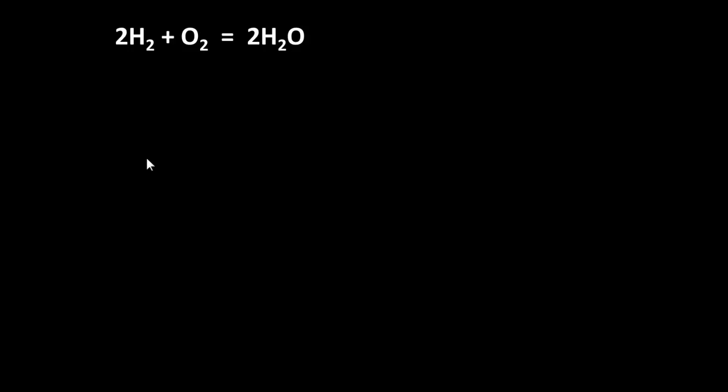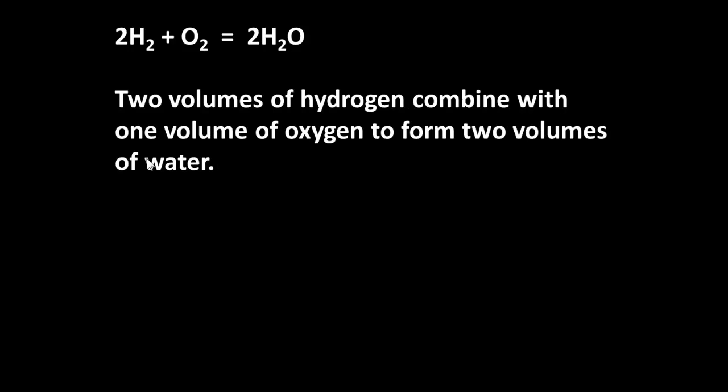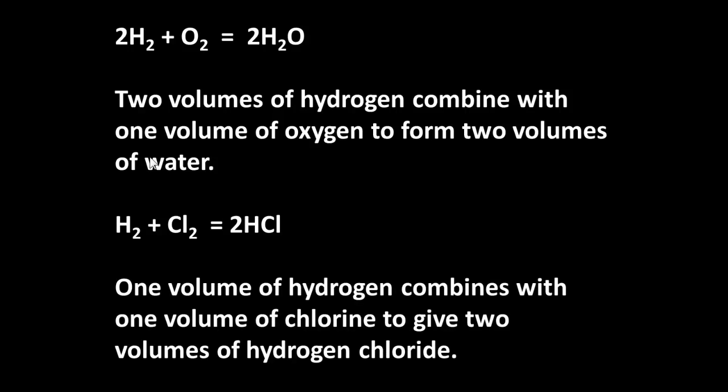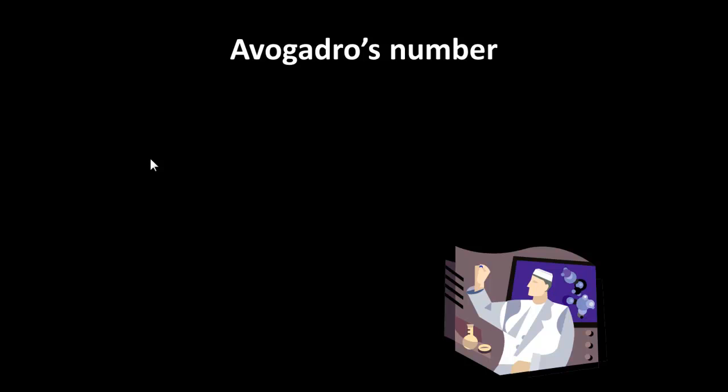Okay, let's take hydrogen and oxygen combining to form water. Two volumes of hydrogen combine with one volume of oxygen and they give two volumes of water. Or hydrogen and chlorine combining to form hydrogen chloride. One volume of hydrogen combines with one volume of chlorine to give you two volumes of hydrogen chloride.